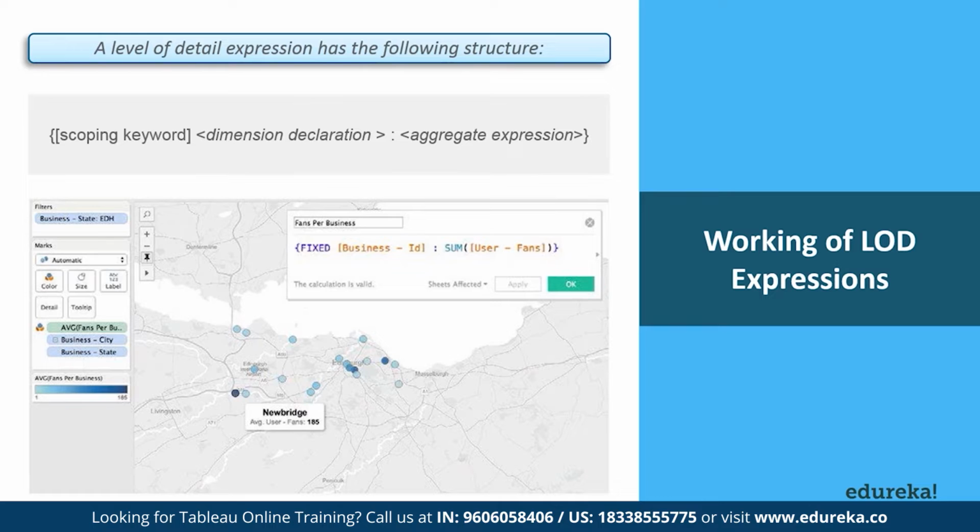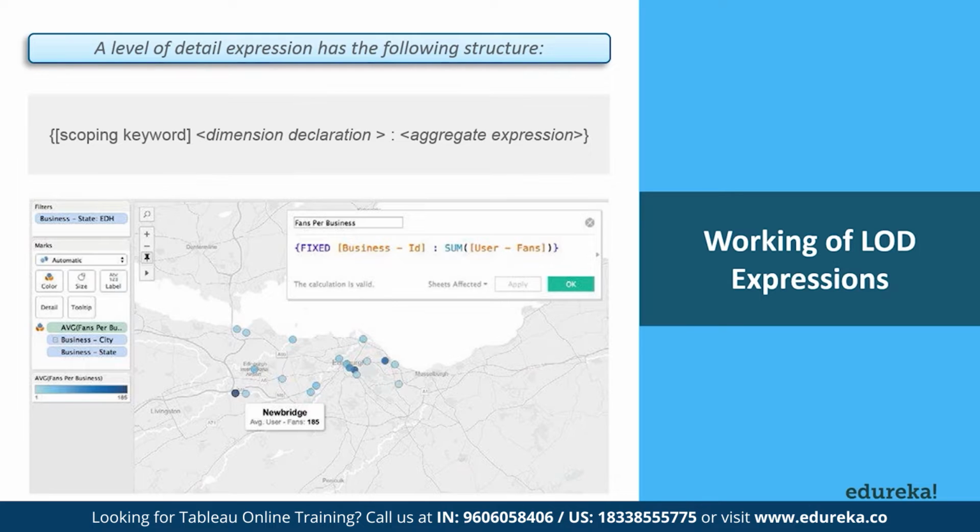Now this expression tells Tableau to perform the aggregation for each business ID, regardless of other dimensions used in the LOD. You can use this expression to calculate the total use of fans per business ID after dragging this new field into the view. We can then average those values per city. Now the fans per business field has been added to the color shelf, as you can see on your left.